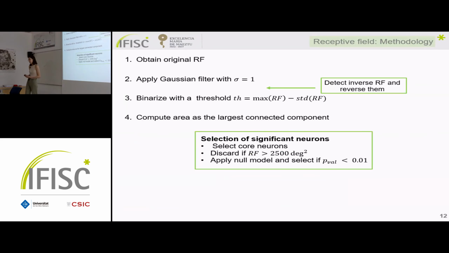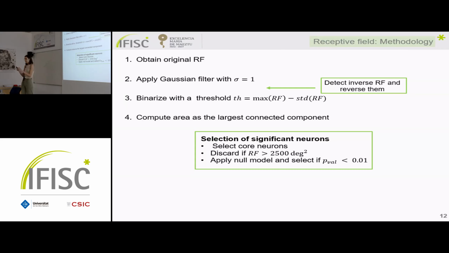Also, for this analysis, as we did before, we need to select only neurons with significant receptive fields. We again take only the core neurons to avoid border effects. We discard neurons with receptive fields larger than 2500 square degrees because they are considered not to be biologically realistic. And we also apply a null model. I can give more details later if anyone wants to know about the null model.